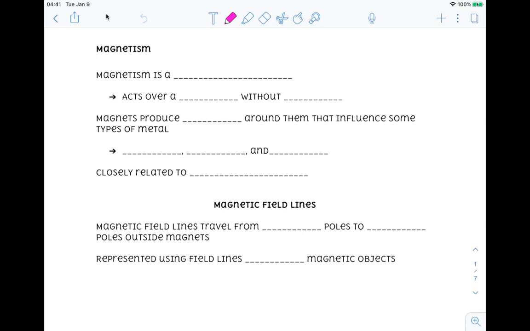So when we talk about magnetism, it is what we call a field force, meaning that if it's in a field, we can associate direction. So when we talk about magnetism, we talk about it acting over a certain distance without coming into contact.